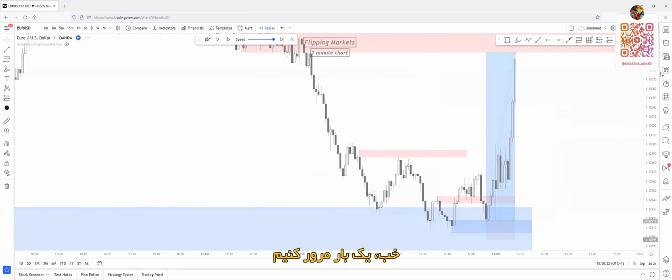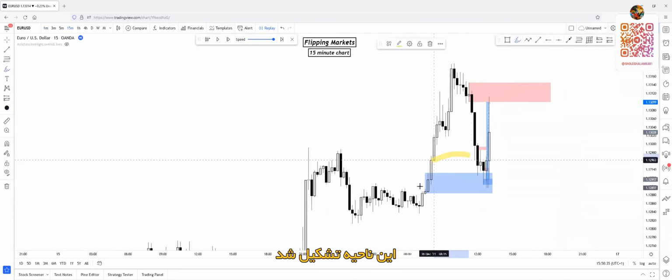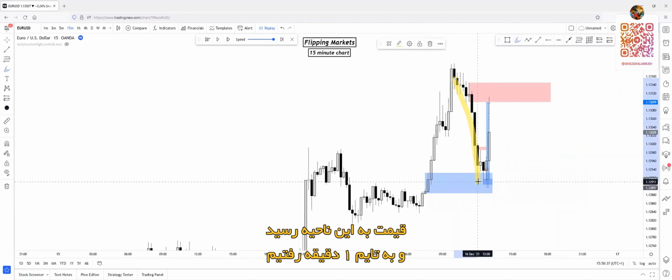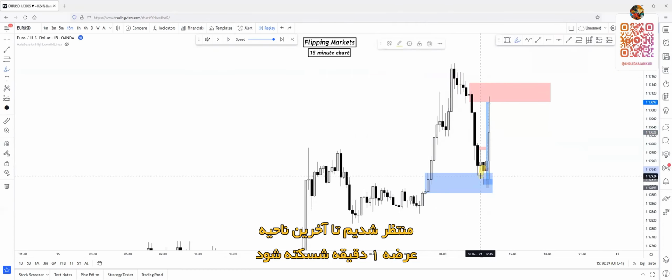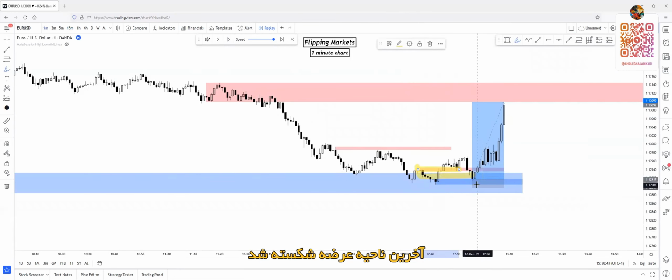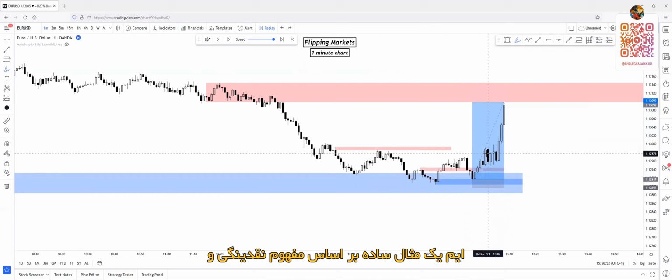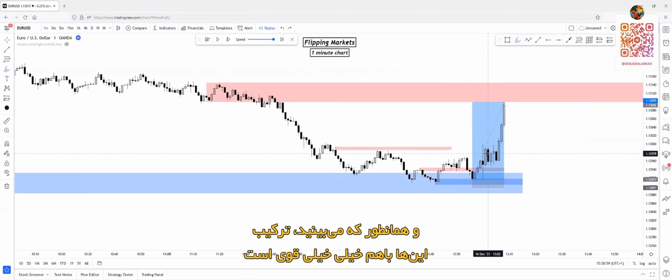So once more, this zone has been created. Price reached this zone, switch to the 1-minute chart, wait for the last 1-minute supply to be broken. Last 1-minute supply broken. Demand zone has formed. Limit on that demand zone, happy in a trade, TP hit. This is really simple, based on liquidity concepts, supply and demand concepts, who's in control concepts, and combining all of the concepts together, it will be really, really strong, as you can see.